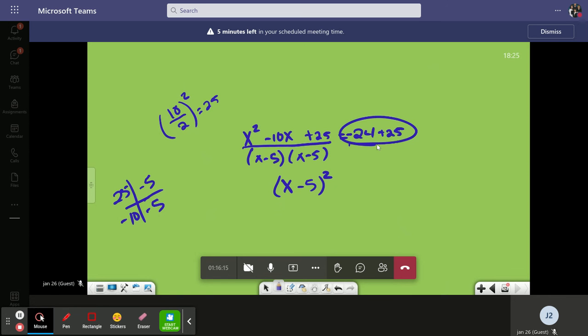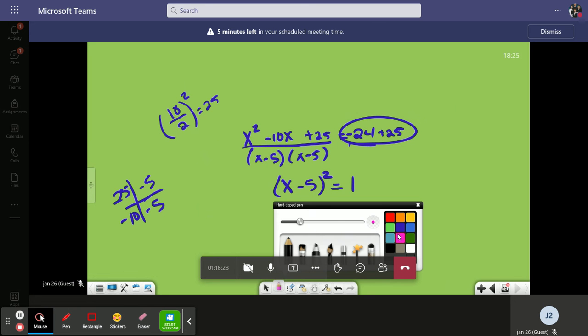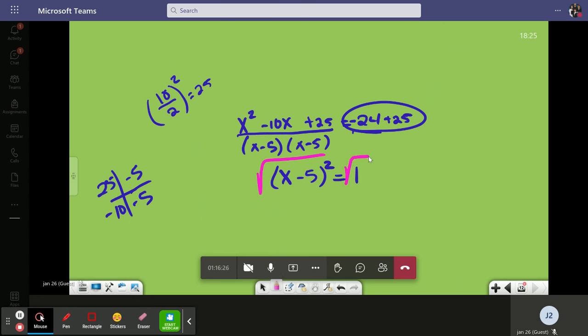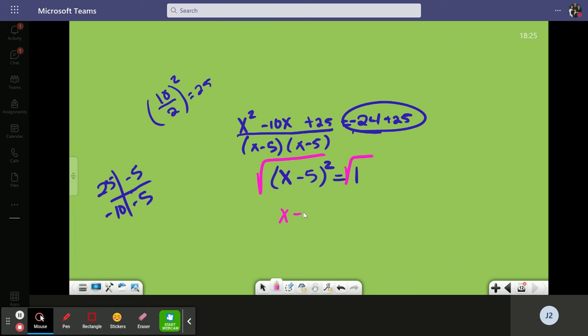Negative 24 plus 25 gives me 1. Now I solve with my square root method. Square root on both sides. x minus 5 is equal to plus or minus 1. So x equals 5 plus 1 or 5 minus 1, 6 or 4, right? It's a way of solving it if you can, but I would never do this unless a is 1 and b is even.